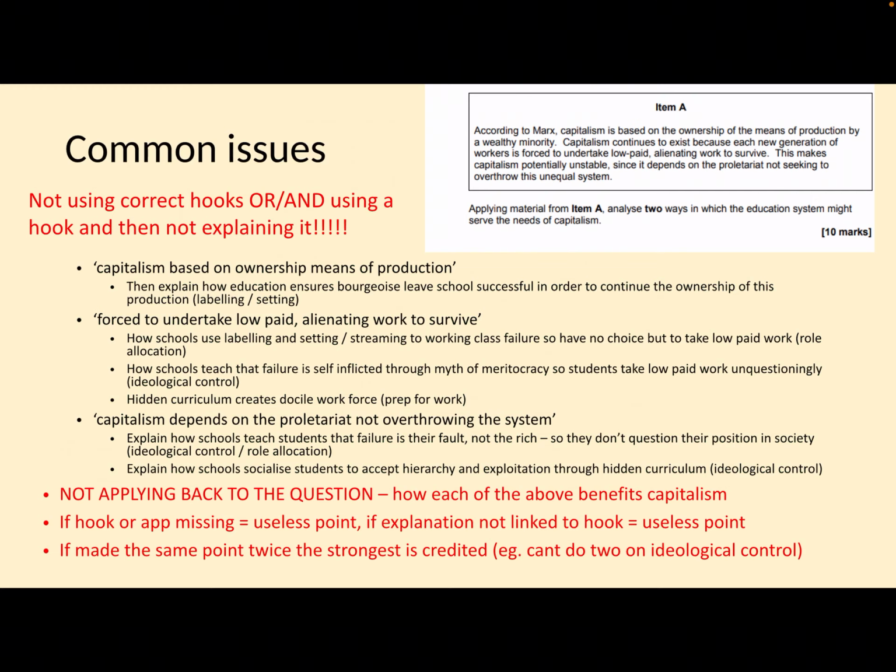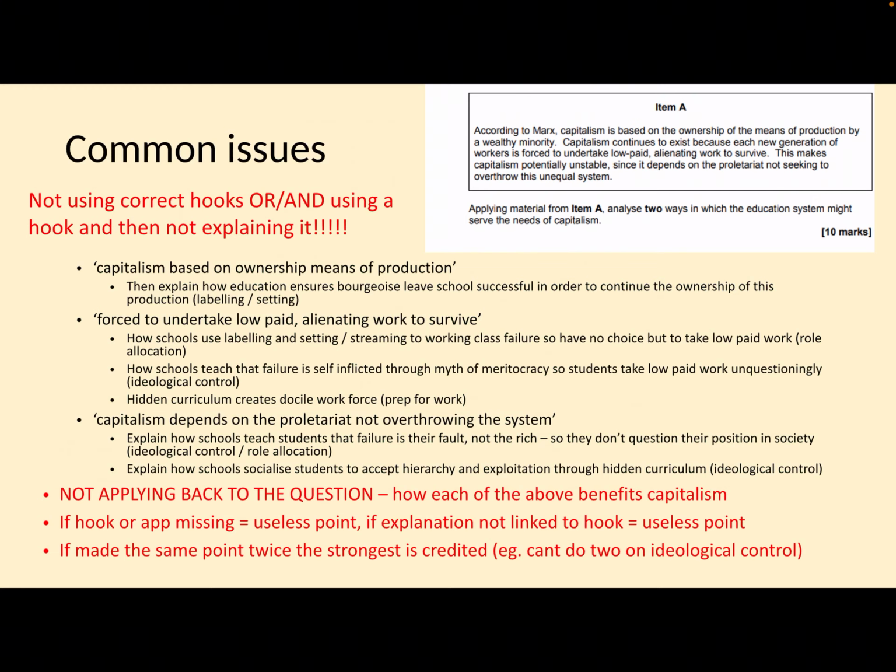And again, you could have talked about the hidden curriculum here for this hook as well. You could have said how schools socialise students to accept hierarchy and to take commands and exploitation through the hidden curriculum, which again is ideological control. So quite a lot to take in there, and I've talked for ages about this question.